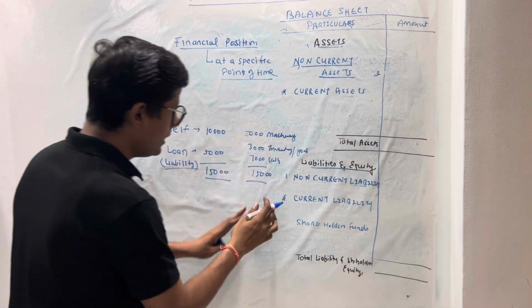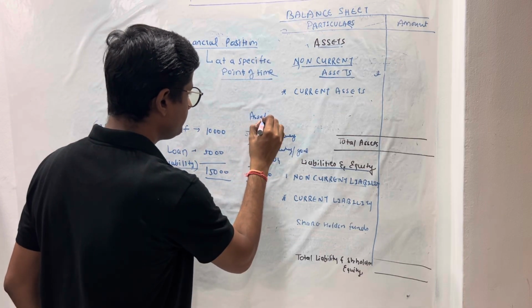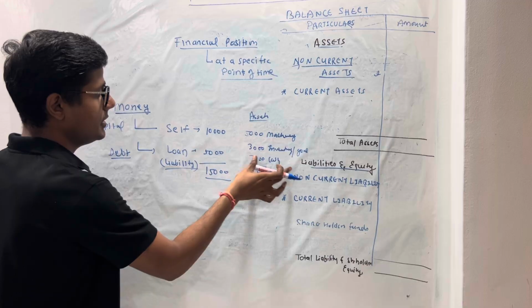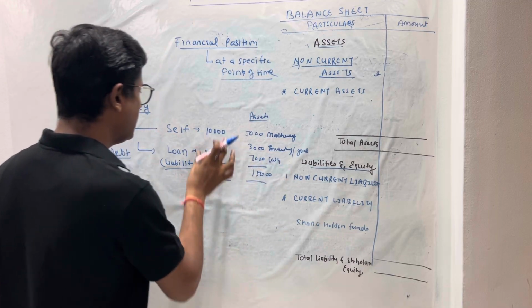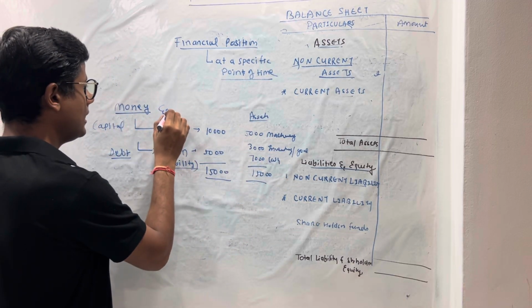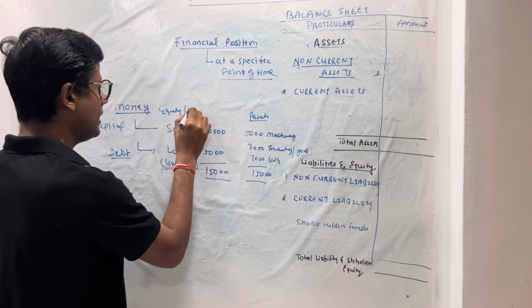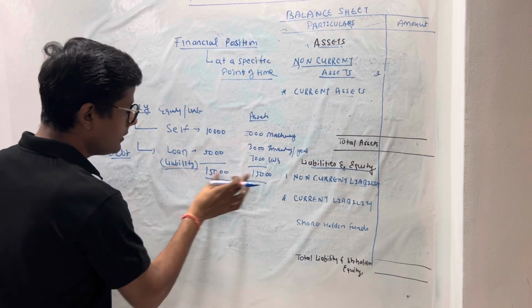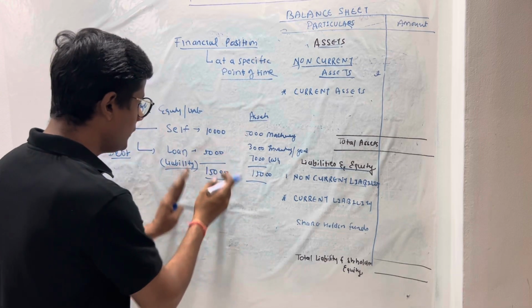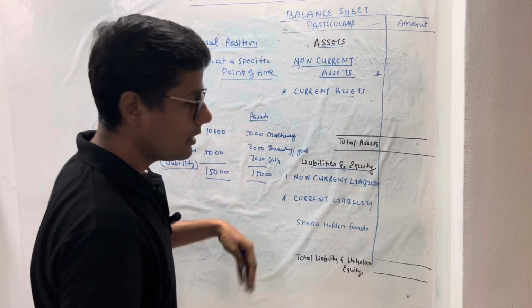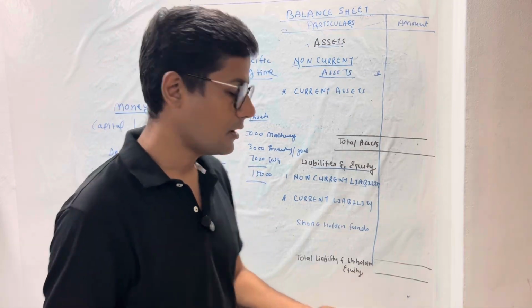So see, this side is basically showing the assets, right? All my assets: machinery, inventory, and cash. And this side is basically showing equity and liability. So this side and this side both are balanced, right? 15,000 I invested, and this is how I utilized it, right?